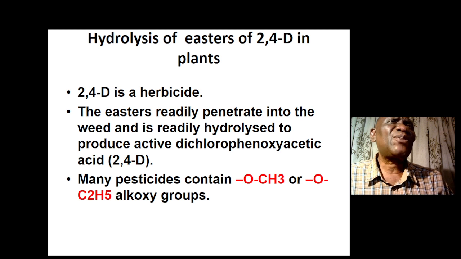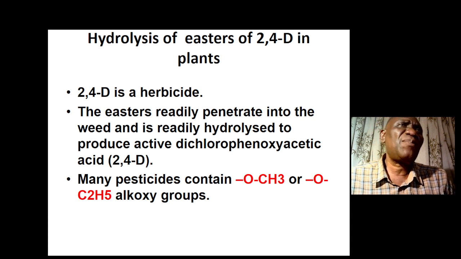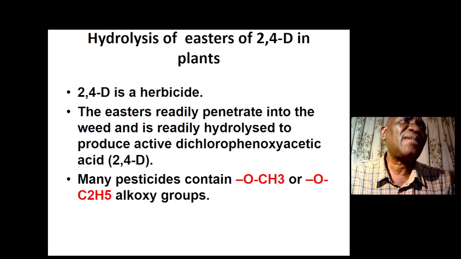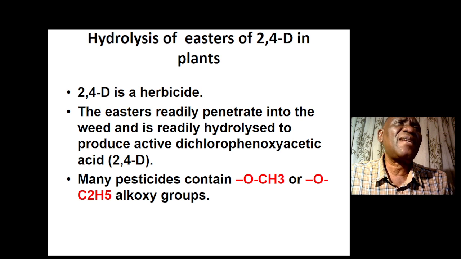We have got the hydrolysis of esters of 2,4-D in plants. We are talking about hydrolysis. The esters readily penetrate into the weed and are readily hydrolyzed to produce active dichlorophenoxyacetic acid, 2,4-D. So hydrolysis can actually work on this herbicide.